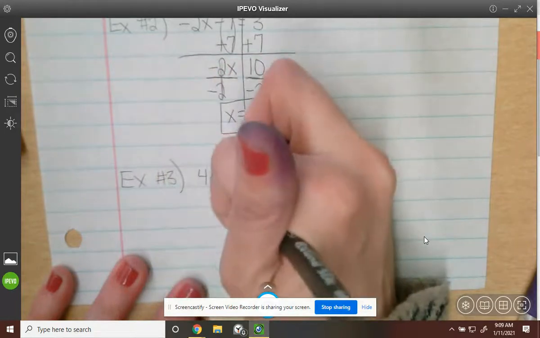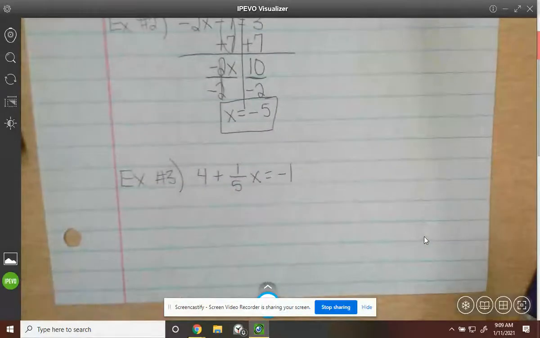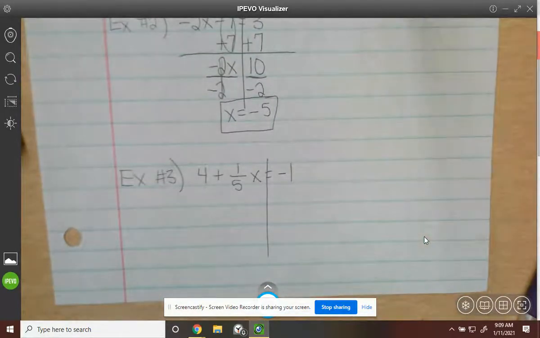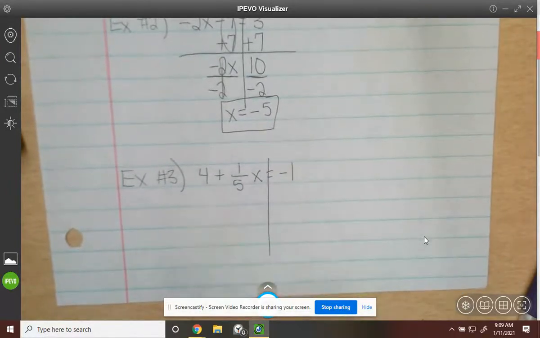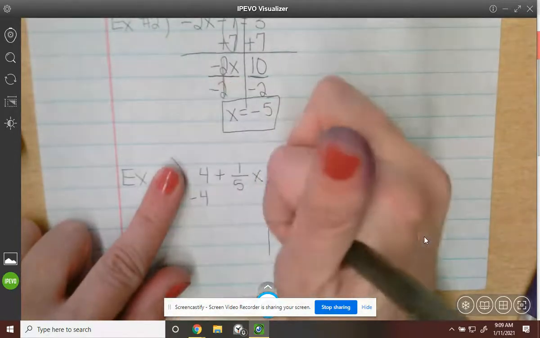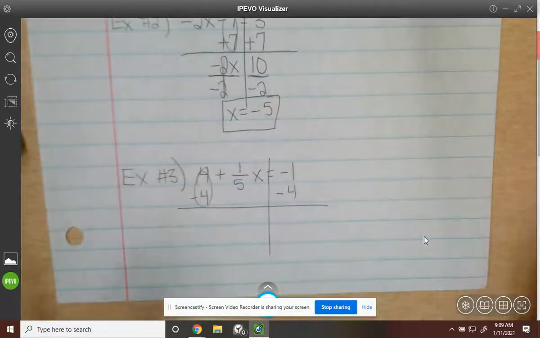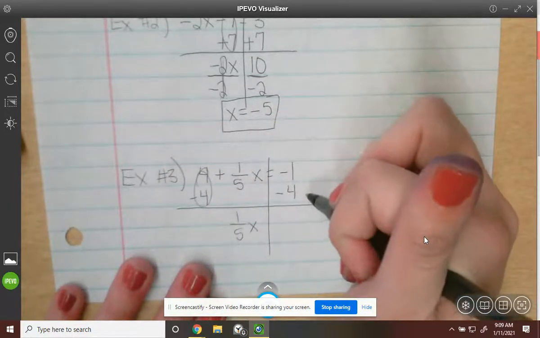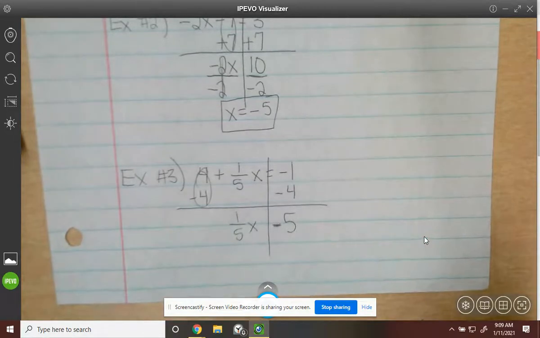4 plus 1/5 x equals negative 1. Which number is not directly attached to x? I always think of it as these two are attached to the hip, so it would be 4. Now how do I move 4 to the other side? To make it 0, I have to subtract it. Okay, that zeroes it out, and I'm left with 1/5 x, and then 2 negatives make a negative, and I add them, leaving me with negative 5 there.